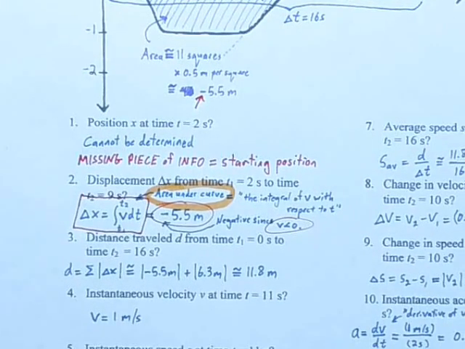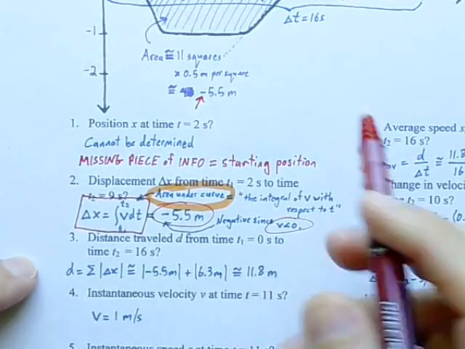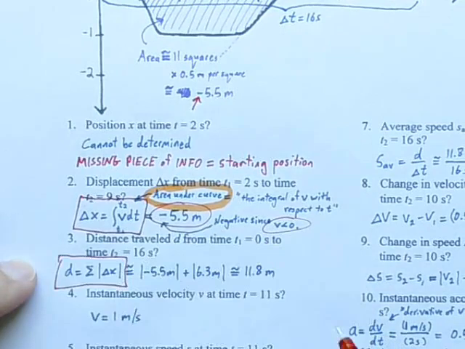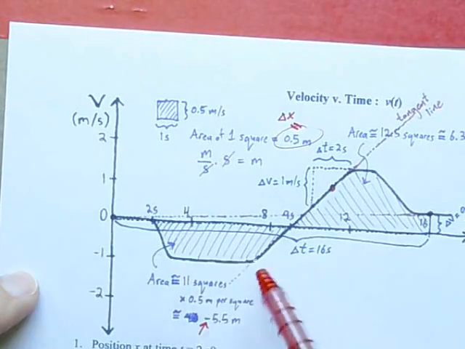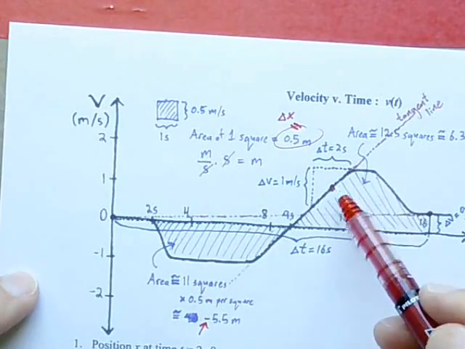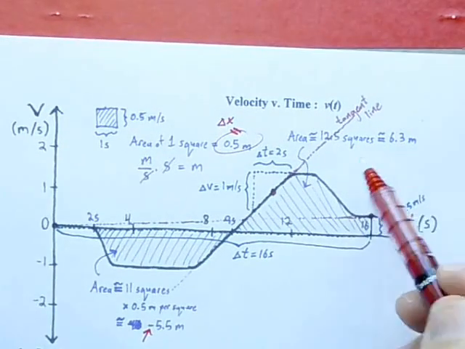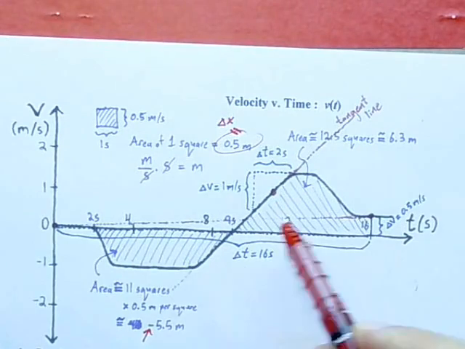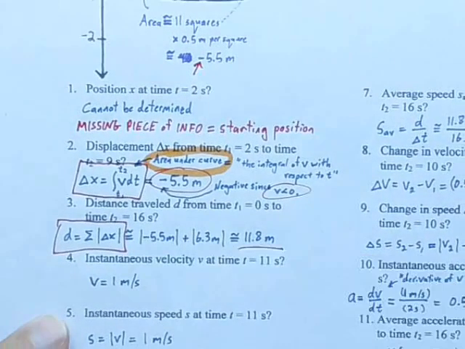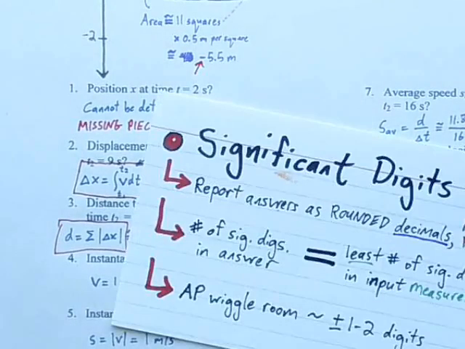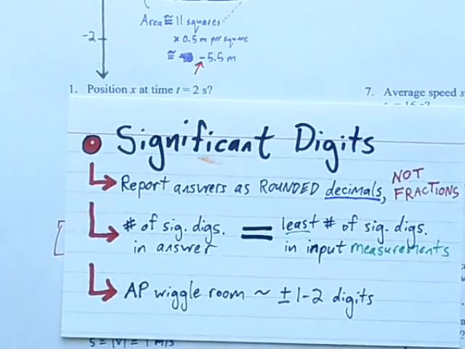All right. So moving on from there, let's see, our distance traveled over our whole interval from 0 to 16 seconds. Recall that we just add up the magnitudes of the displacements. So we went backwards 5.5 meters here, and then we went forwards this distance. Compute that area. It's 12.5 squares, so it's about 6.3 meters. So add those two distances together. And recall that we're going to round that off to an appropriate number of significant digits because measurements are never exact.